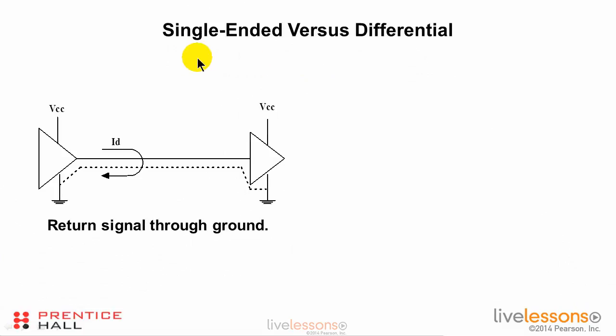In this lesson, we're going to talk about differential signals, and we're going to compare single-ended versus differential. The single-ended case is when we have a driver and a receiver. We send the signal down the trace, and the return signal comes back on the plane.